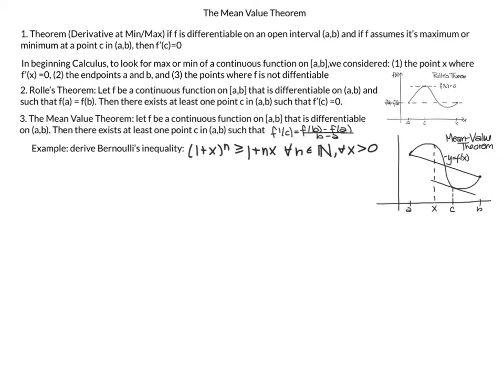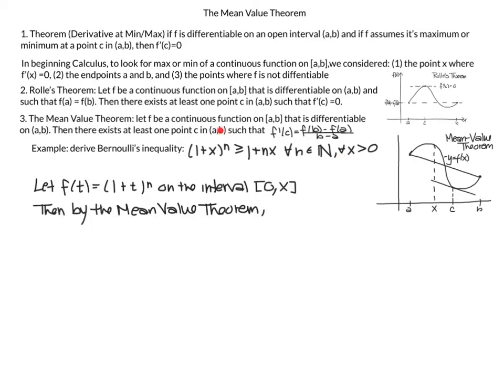For our first example of the mean value theorem, we are going to derive Bernoulli's inequality, which I have written out here for you. So (1 plus x) to the n is greater than or equal to 1 plus n times x for all n natural numbers and all x greater than 0. I'm going to start with this equation here, and I'm going to define f of t equals (1 plus t) to the n on the interval 0 to x.